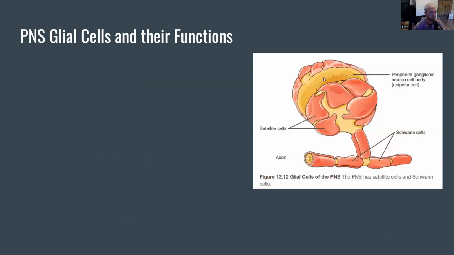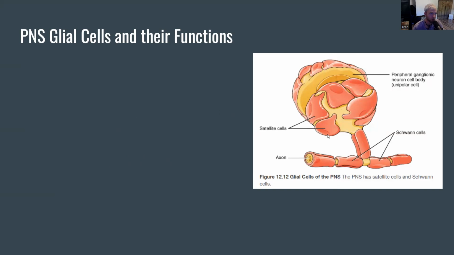So in the peripheral nervous system, we have an image here of these different cells and what they're going to be doing. Remember that in the peripheral nervous system, satellite cells are going to be the butlers to the neurons, whereas the astrocytes were the functional equivalent in the central nervous system. Astrocytes, satellite cells, butlers. Notice how they're surrounding the cell, and they're just like, here, let me take care of that for you.